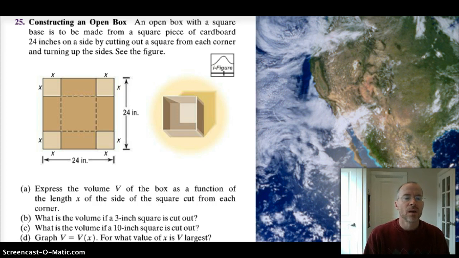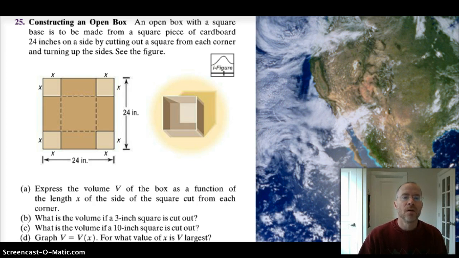There's the hard work. And then we're supposed to answer what's the volume when a 3-inch square is cut out, what's the volume when a 10-inch square is cut out, and finally graph that volume function and say for what value of x V is largest. So we're really trying to design this box so that we get an open box of the largest possible volume.